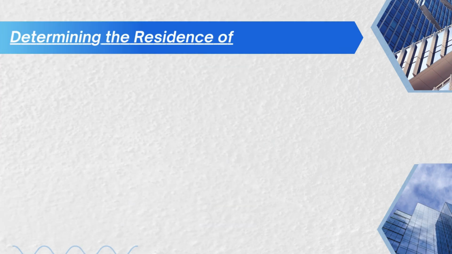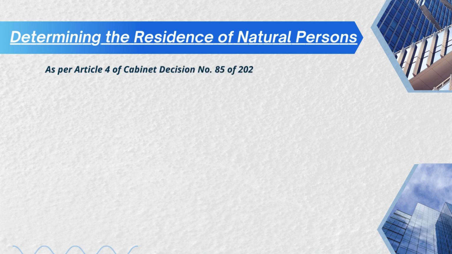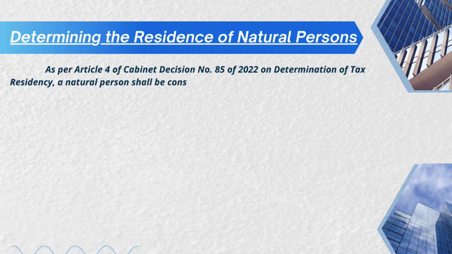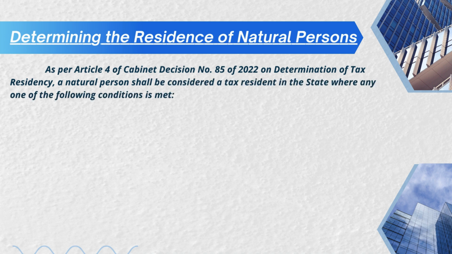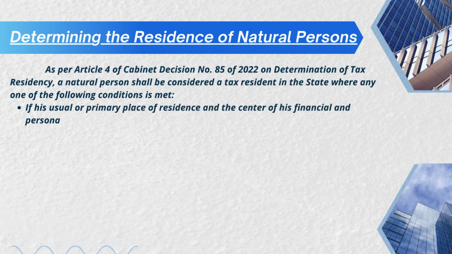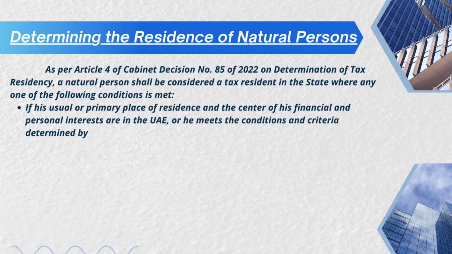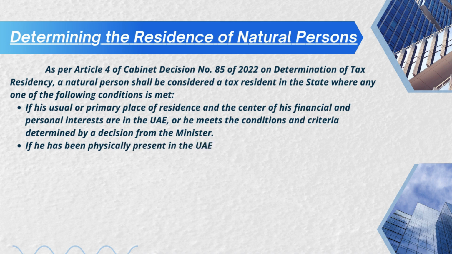Determining the residence of natural persons. As per Article 4 of Cabinet Decision No. 85 of 2022 on determination of tax residency, a natural person shall be considered a tax resident in the State where any one of the following conditions is met: if his usual or primary place of residence and the center of his financial and personal interests are in the UAE, or he meets the conditions and criteria determined by a decision from the Minister. If he has been physically present in the UAE for a period of 183 days or more, within the relevant 12 consecutive months.